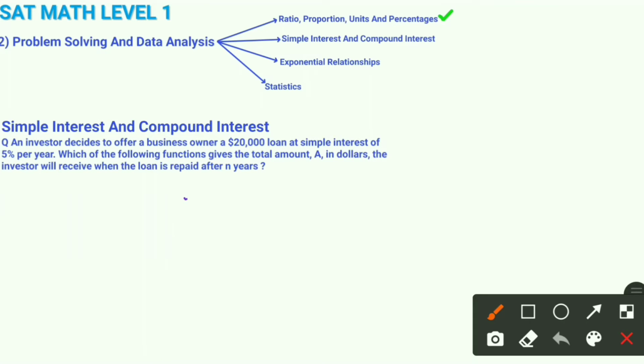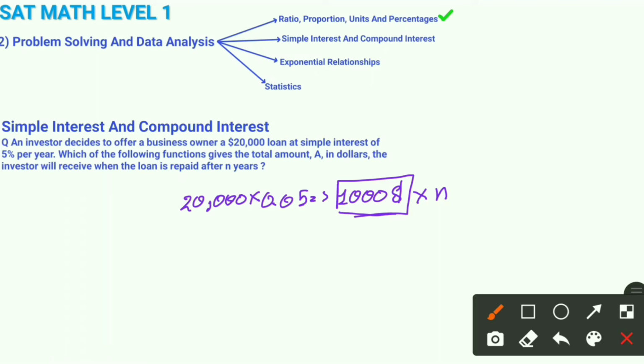So $20,000 multiplied by 0.05 gives the interest, and the interest will be that many dollars every year. Since we know that this is a simple interest, this interest will not be added to the original amount. You will get this separately, annually. So it will accumulate for n years until the loan is repaid, and then we find how much the investor will receive when the loan is repaid after n years.